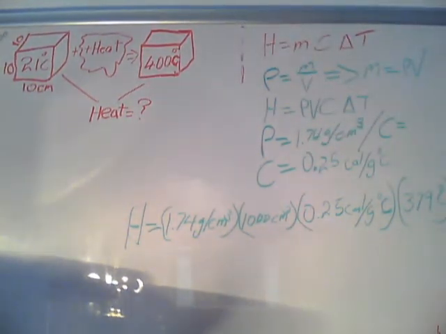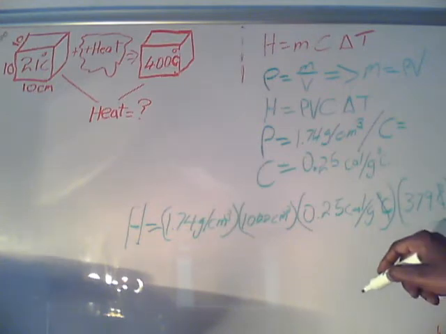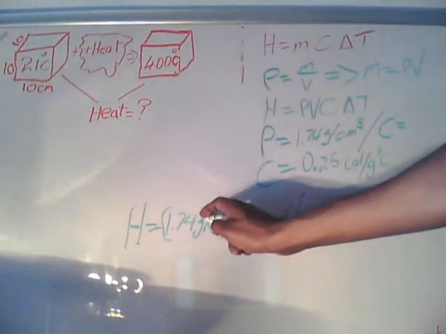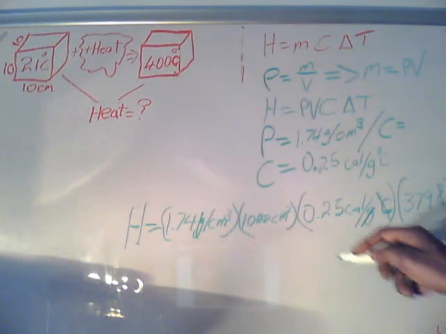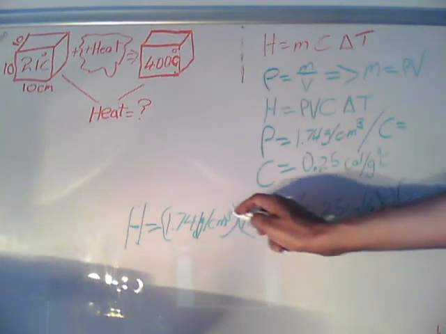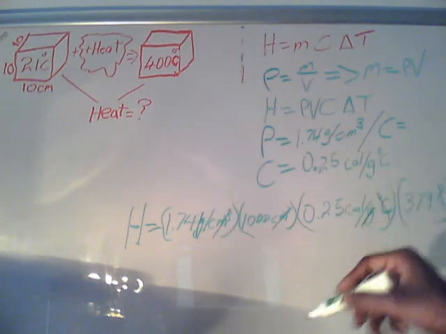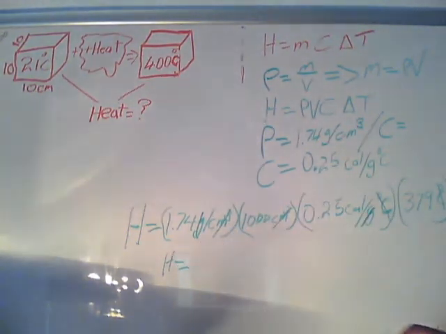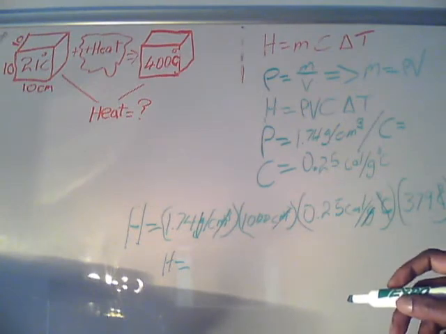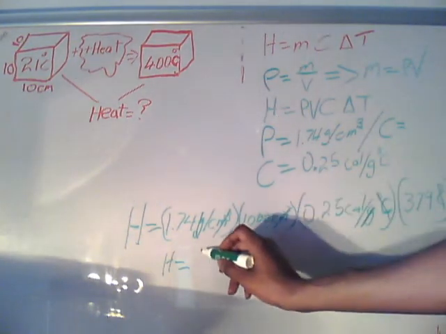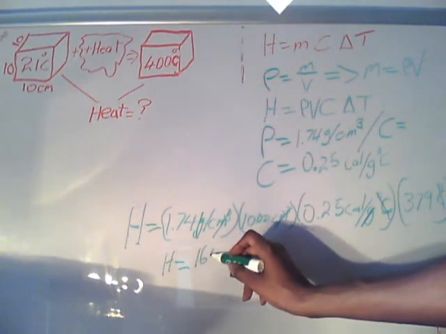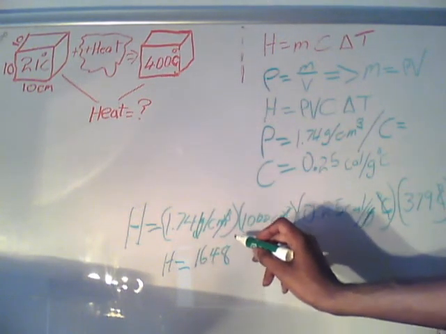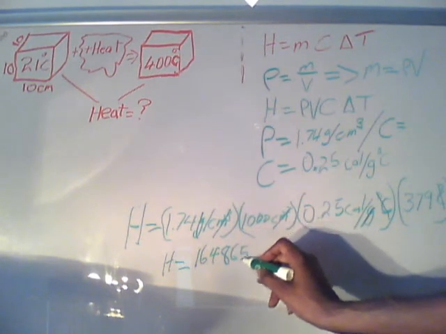379 degrees Celsius. Okay, so let's make sure our units work out. Celsius is going to cancel Celsius. Grams are going to cancel out grams. And centimeters cubed is going to cancel out centimeters cubed, leaving us with calories. And calories is a unit of energy, so that works out. And that's going to be 164.865 calories.